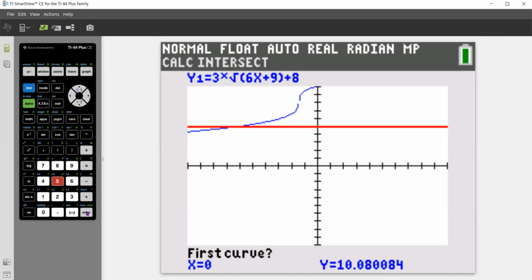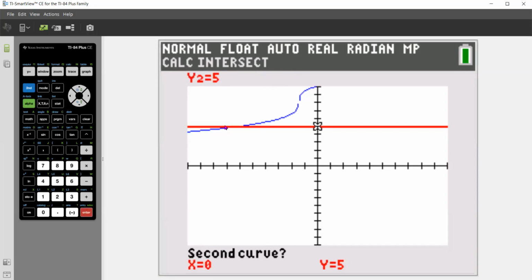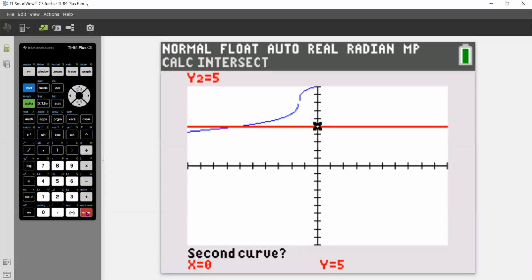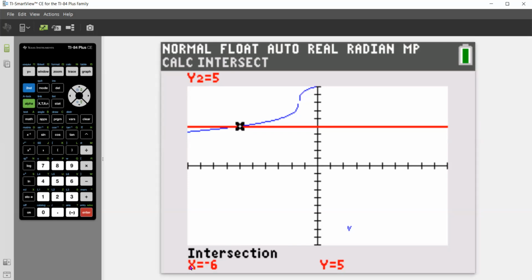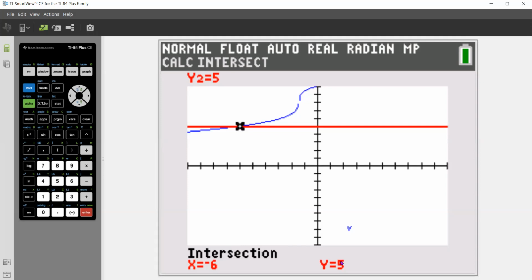So I'm going to press enter to let it know that yes, that's the one I want you to choose. Next, it asks if I want the second curve to be y equals 5, and I say yes by pressing enter. Then it's asking me for a guess. I don't really care about the guessing, so I'm just going to press enter. Then it places the cursor where the two lines intersect. That's my answer, and down here it gives me the point of intersection. It tells me that x is equal to -6, y is equal to 5.